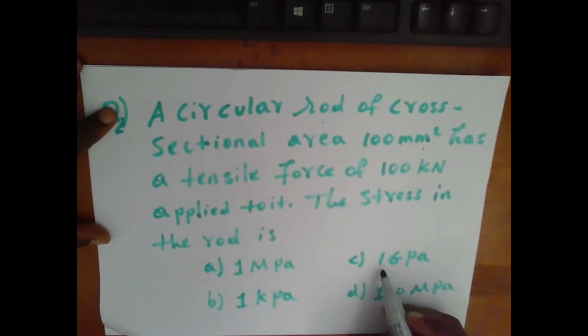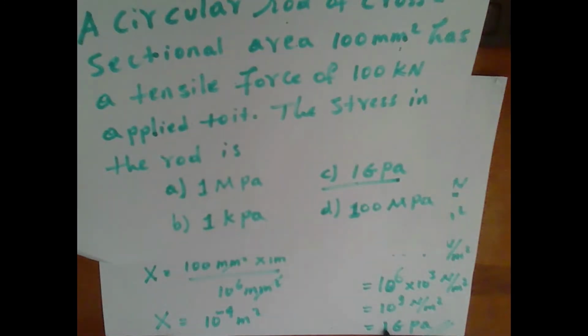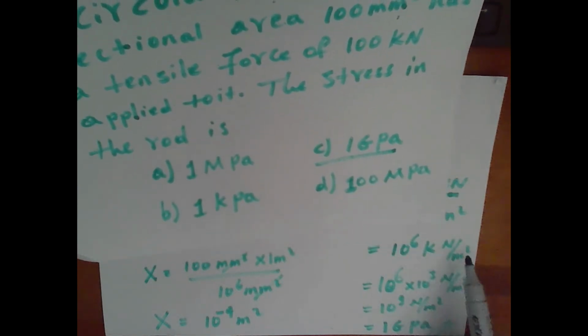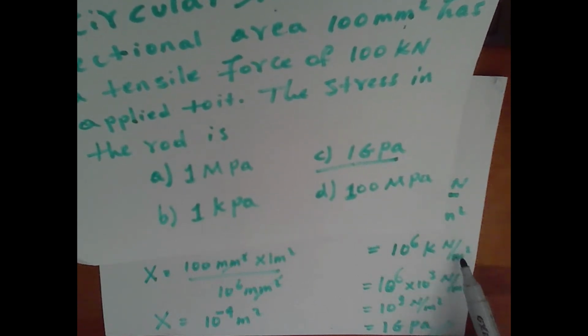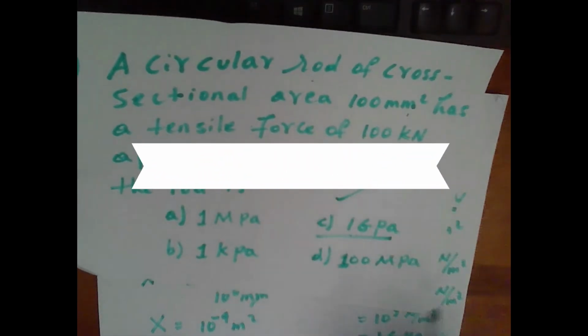So the answer for the question is 1 gigapascal. It is 1 gigapascal because sometimes the kilo will be forgotten, so you have to remember that this should be considered. Therefore Newton per meter square is only pascals, therefore this is the answer.